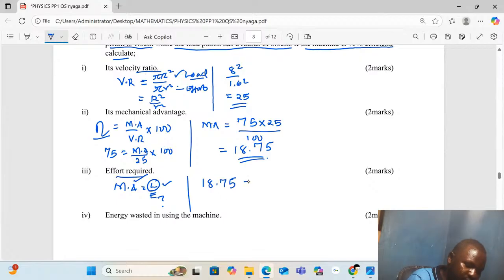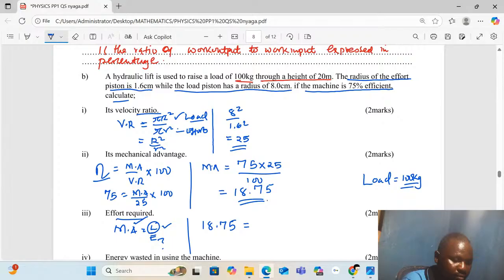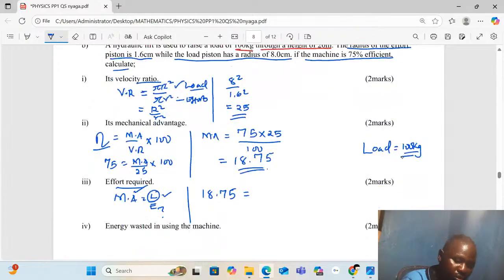18.75 is equivalent to the load of 100 kg from the question. So you convert this one into newtons because we express load in the SI unit of newtons. So this becomes 100 times 10. This goes to 1,000 newtons, like that. Is equal to 1,000 divided by E.